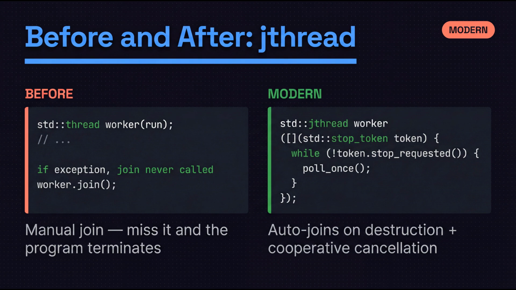The modern way. Create a jthread. It joins automatically on destruction. It also accepts a stop token parameter for cooperative cancellation. The worker checks stop_requested in its loop. When the jthread goes out of scope or stop is requested, the loop exits cleanly. No manual join, no risk of terminate on exception paths. Safer, simpler, and less code.